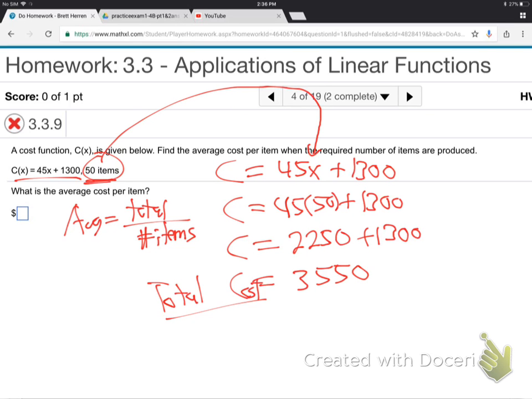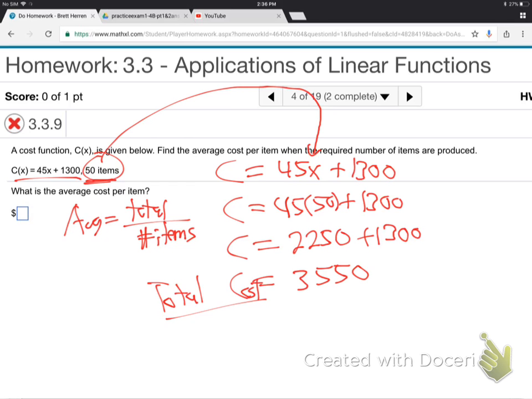That formula is saying every item costs $45 to make itself, plus the initial startup fee to build the machinery or the warehouse or whatever of $1,300. That's what that formula is saying, like the other ones. So if you make 50 items, you just plug in the 50 times $45 per item plus the startup fee. So to crank out 50 items will cost the factory $3,550 total. Now what they want to know is, what is the average cost per item? Because that'll tell them where they need to set the prices if they want to make profit.